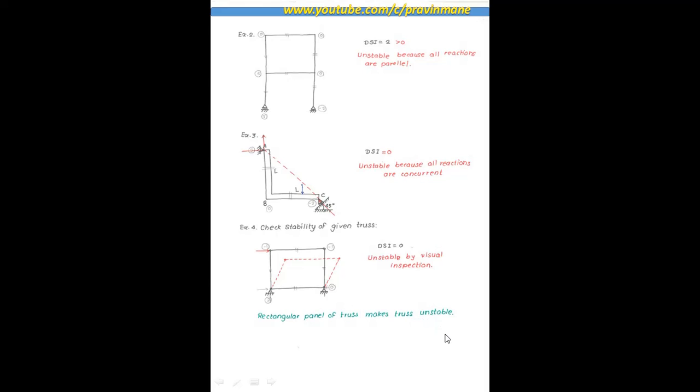Then there are other examples. Then deficient truss. M is equal to 2j minus 3 is the perfect truss, where M is the number of members and j is the number of joints. If M is less than 2j minus 3, then it is a deficient truss or unstable truss. If M is greater than 2j minus 3, it is a redundant truss.